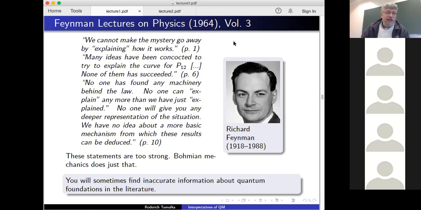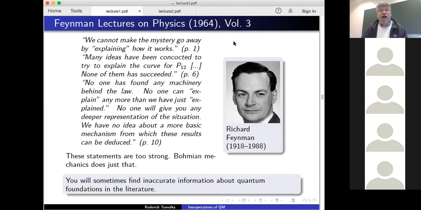Feynman went on to say, none of them has succeeded. And no one has found any machinery behind the law. No one can explain any more than we have just explained. What he has just explained is just what the outcome of the experiment actually is. No one can give you any deeper representation of the situation. We have no idea about a more basic mechanism from which these results can be deduced. Now, these statements, you realize now, are actually too strong, because Bohmian mechanics does just that.